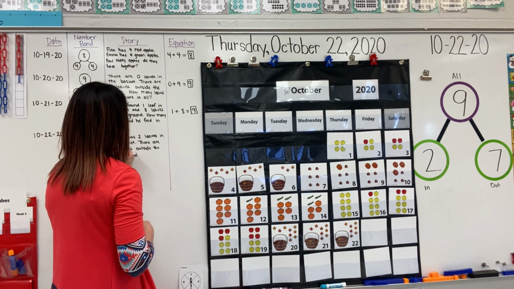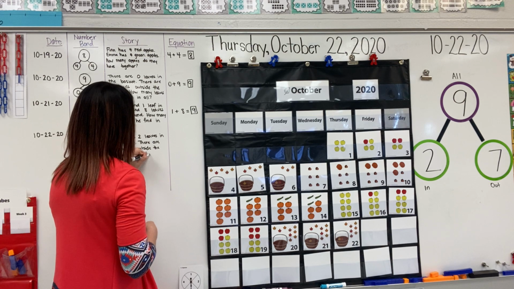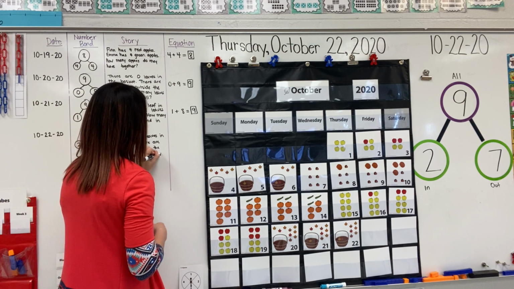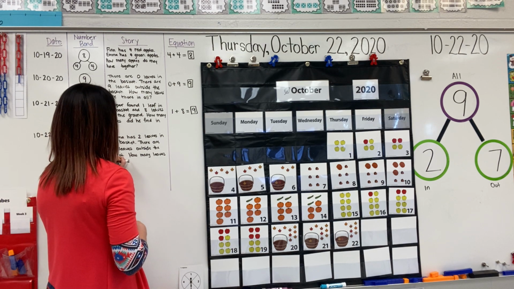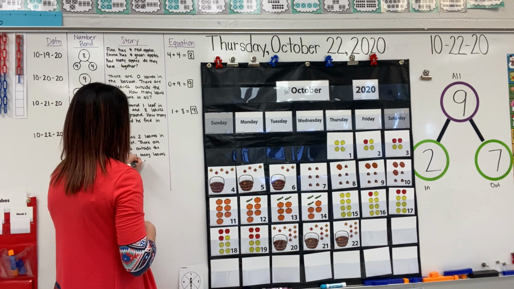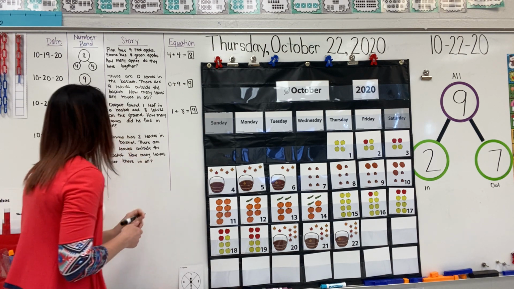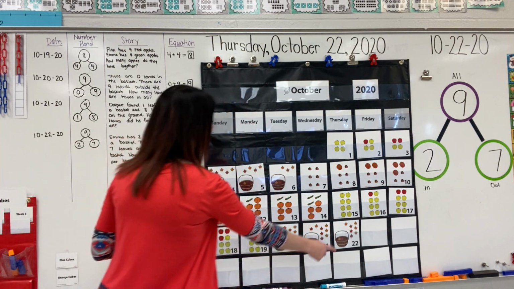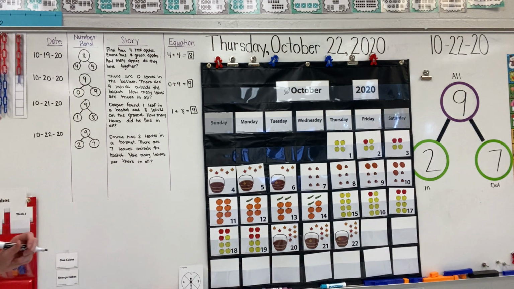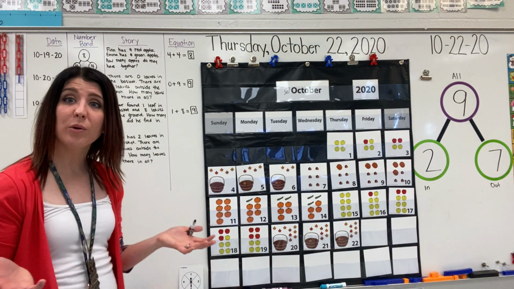How many leaves are there in all? Emma has 2 leaves in the basket and 7 leaves outside the basket. How many leaves are there in all? Now we're going to write an equation.